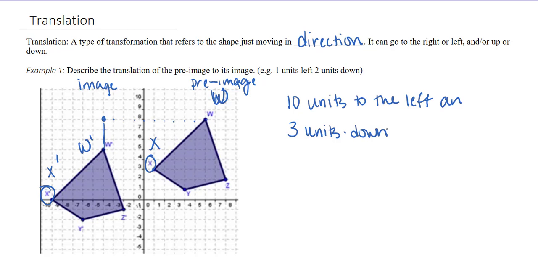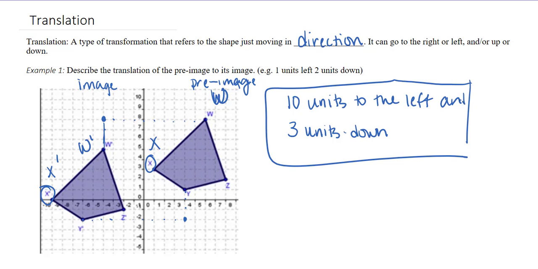Notice we can also go from w, this Y here. Let's go down 3 units, 1, 2, 3, and we need to go over 10: 1, 2, 3, 4, 5, 6, 7, 8, 9, 10. So you can see that we verified with another point that this is indeed our answer: 10 units left and 3 units down. Let's look at the next example.